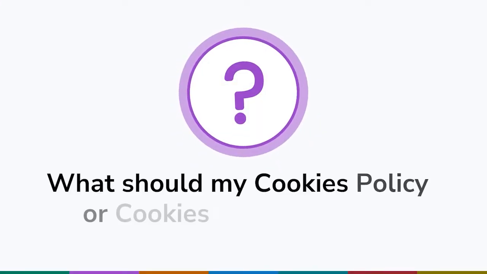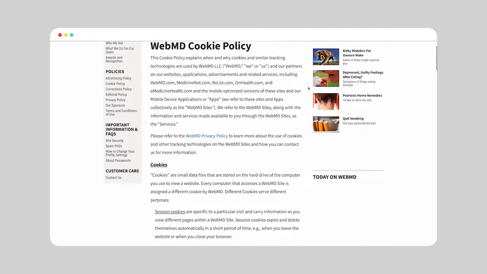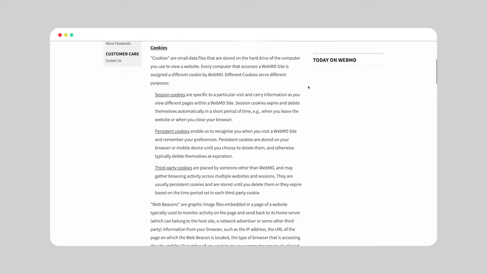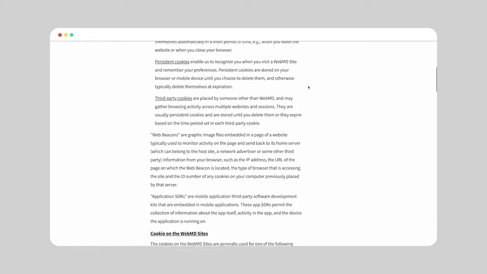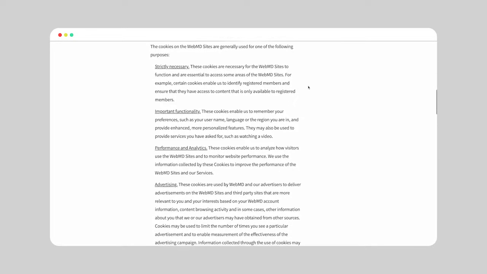What should my cookies policy or cookies clause include? Although some businesses include cookie clauses in their privacy policy, others have separate cookie policies and privacy policies. The best way to illustrate how this works in practice is through a few examples. The first example is of WebMD's cookie policy, which is separate from their privacy policy. This cookie policy explains when and why cookies and similar tracking technologies are used by WebMD and their partners on their websites, applications, advertisements, and other related services. In short, it tells visitors everything they need to know about cookies and what the website does with them.